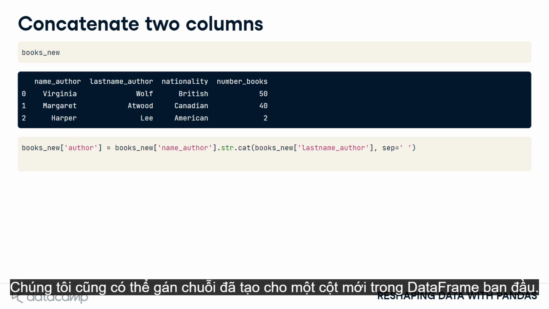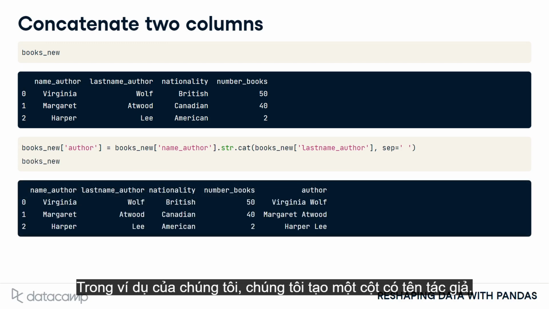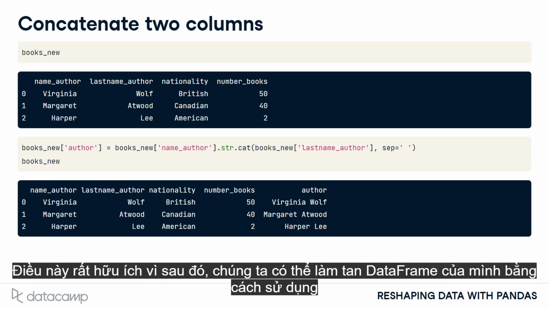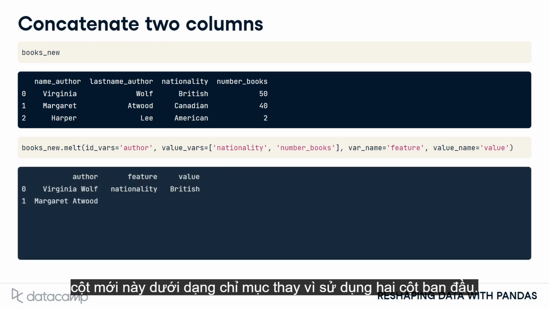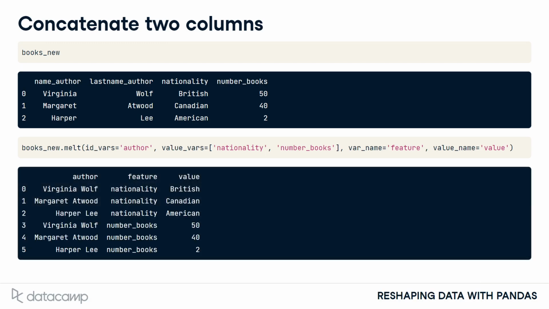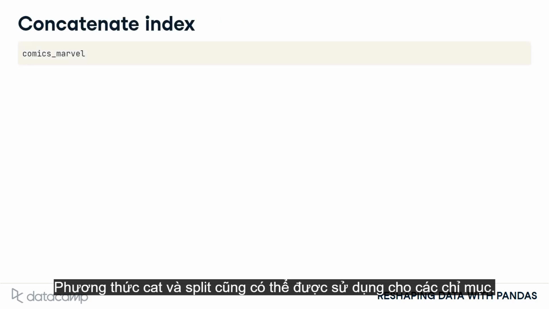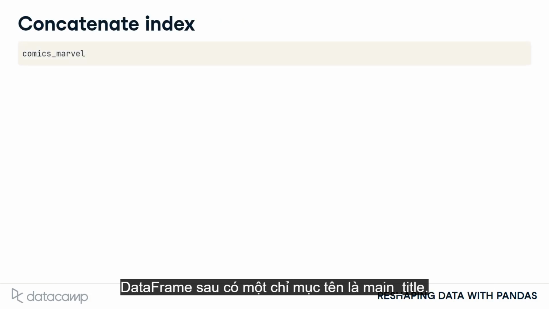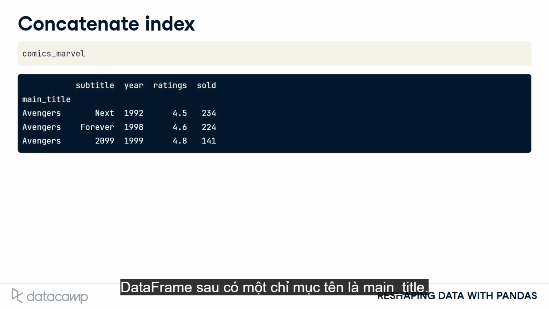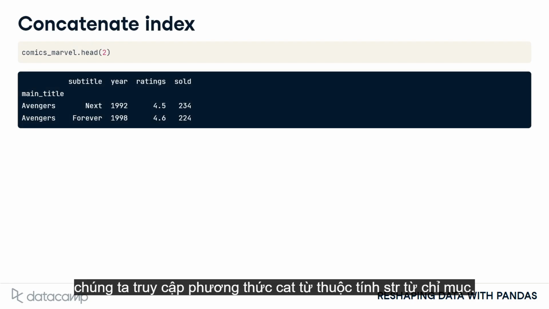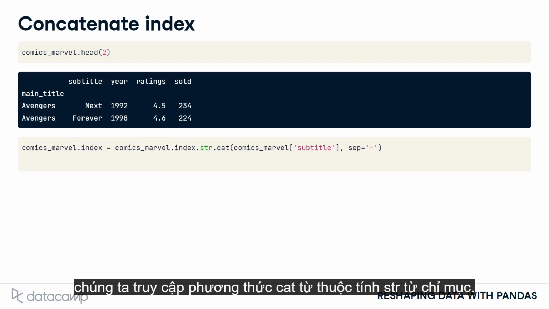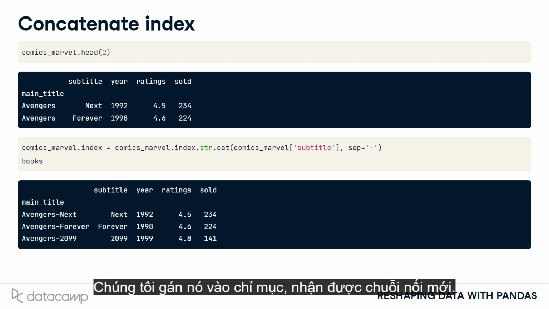We could also assign the generated series to a new column in the original data frame. In our example, we create a column named author. This is helpful because then we can melt our data frame using this new column as index instead of using the two original columns. The cat and split methods can also be used for indexes. The following data frame has an index named main title. To concatenate the index with a column in the data frame, we access the cat method from the str attribute from the index. We assign it to the index, getting the new concatenated string.